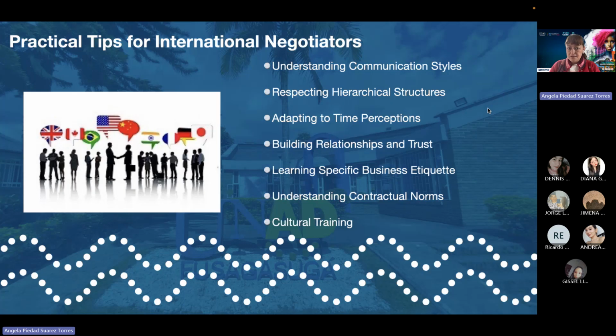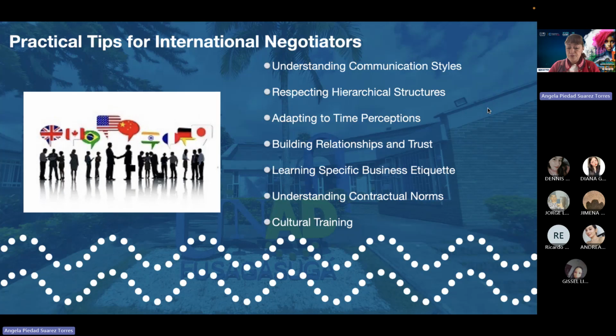Because sometimes we can assume a situation that is not going to follow, and then we're going to have misunderstandings and some mistakes that are going to make us fail in the process. So we really need to know what type of culture we are dealing with.